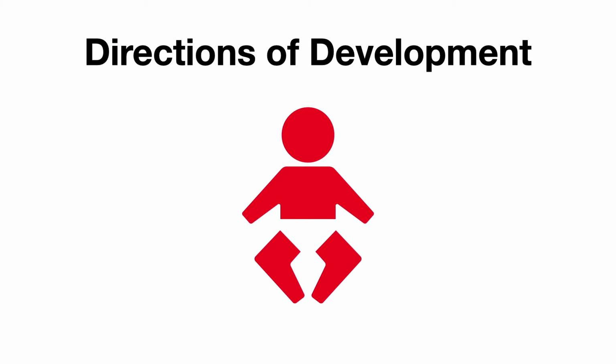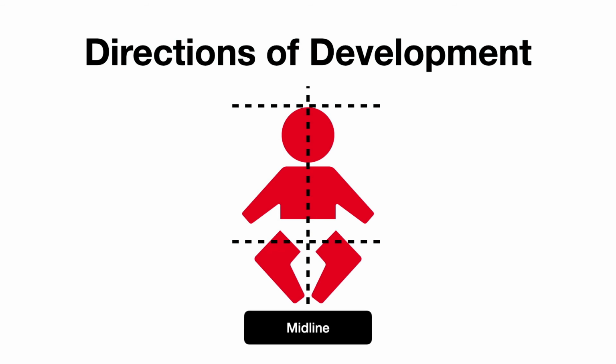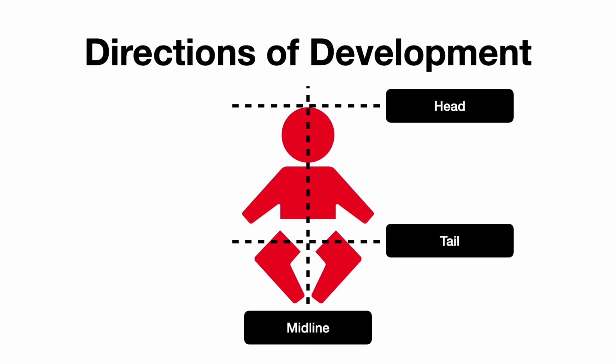And I want to delineate for you some areas of the body that we talk about when we're looking at directions of development, and that is the midline. This is the line going vertically through our body, the midline, starting at the crown of our head, going right to our tail. And then, of course, the head and tail. Now, the midline defines left and right. The head and the tail defines top and bottom.